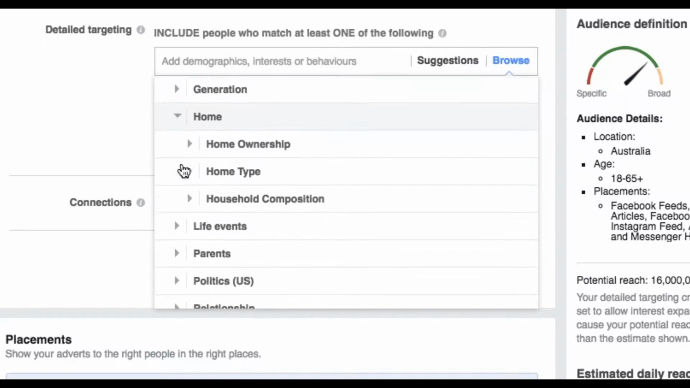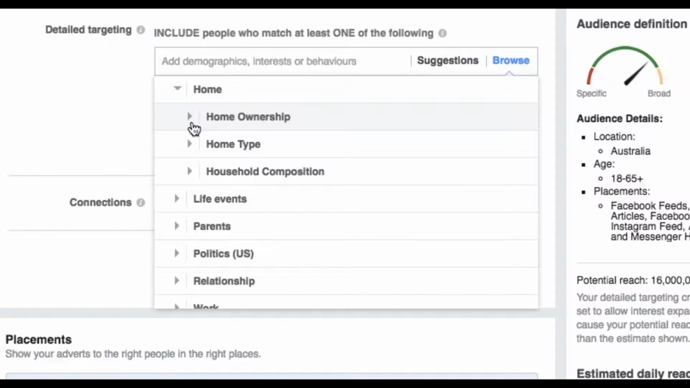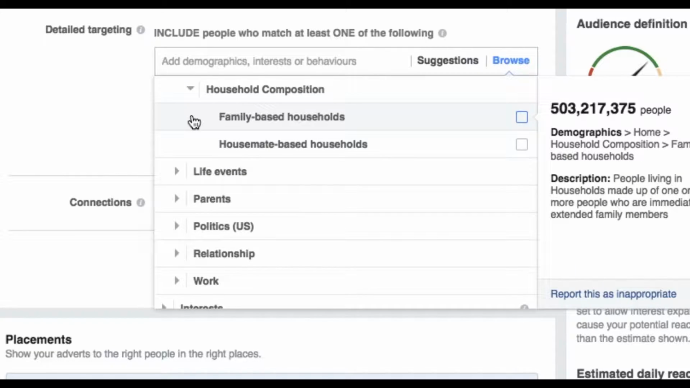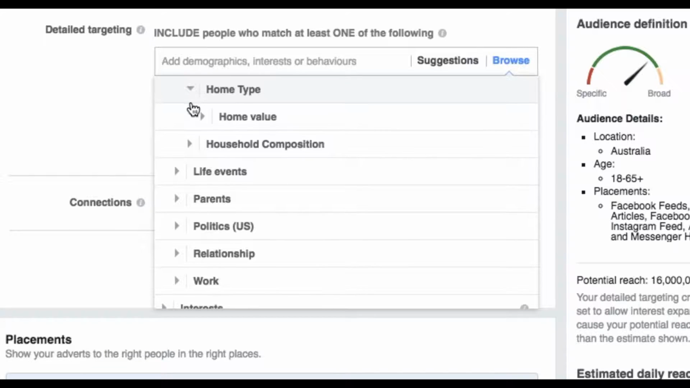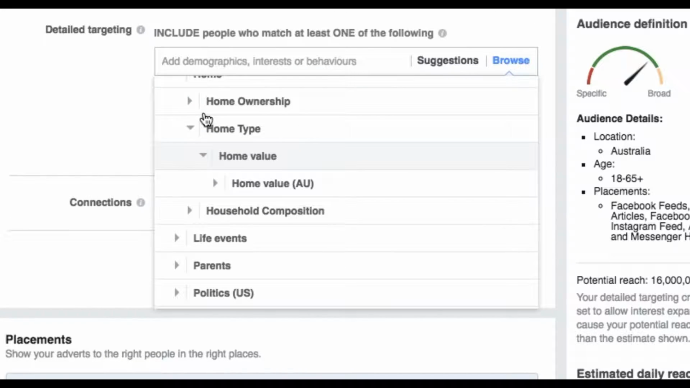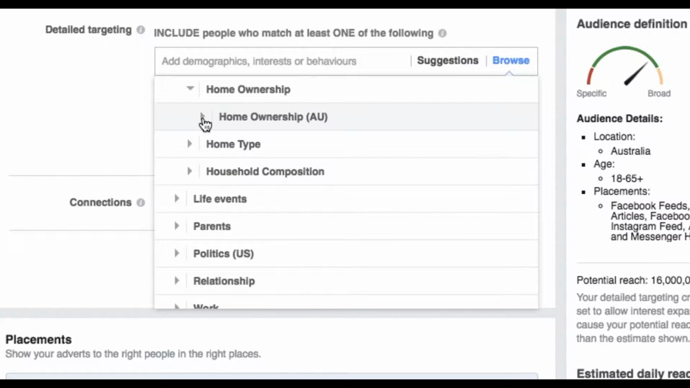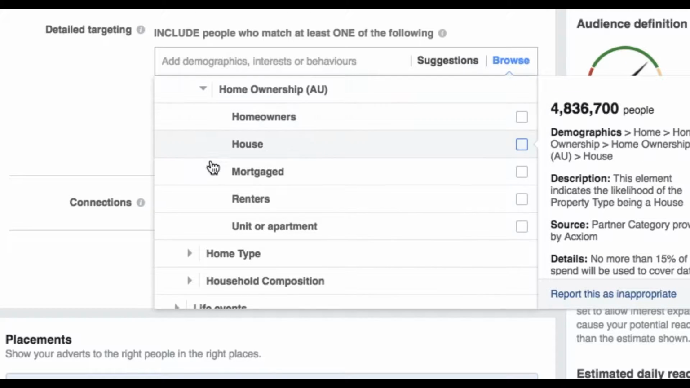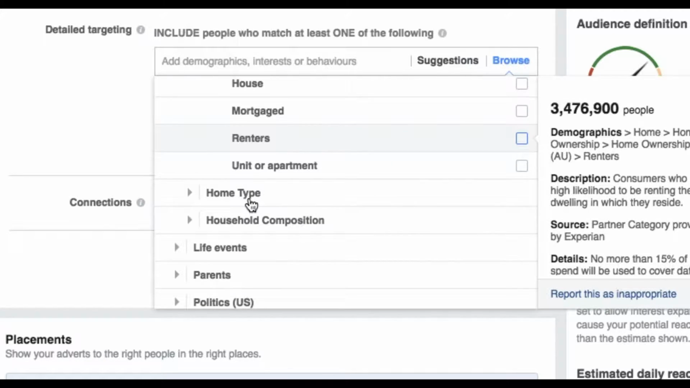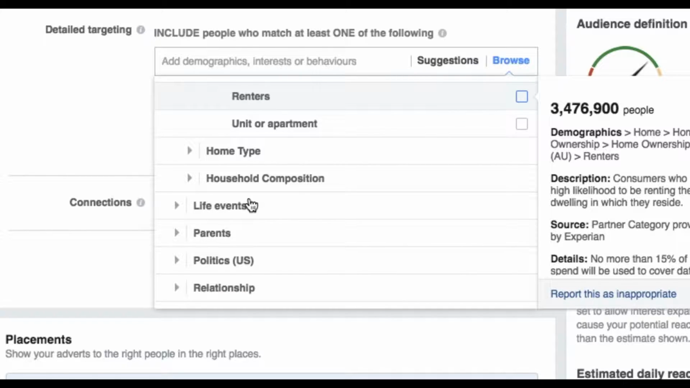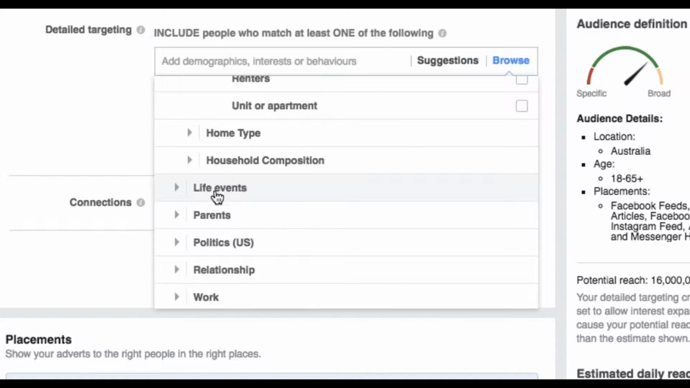The next one is home. Now, this is quite interesting information. Again, not 100% accurate, but sometimes worth testing. So if you are in real estate and you want to target renters or people that are mortgaged or people that are homeowners, really cool data to test and try with. Not always going to be 100% accurate, but definitely something to test because it can actually give you really great conversion rates if you get something that really aligns with your product.